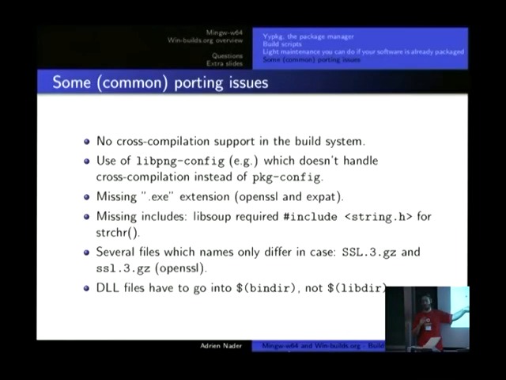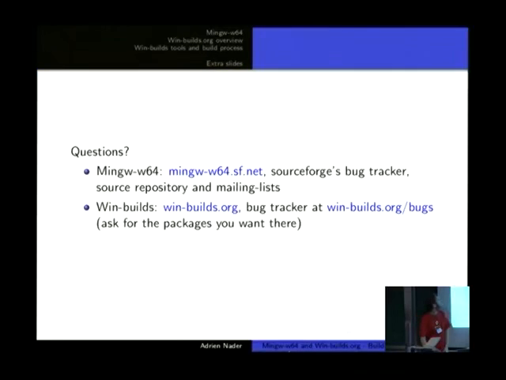OpenSSL does a lot of weird things, including having a symlink from SSL.sudo to the same one but uppercase. I don't think anyone calls that man page, but anyway. The last one, which many people do wrong, is that DLL files usually go to bin and not lib, so next to .exe files. Alright, so questions on the website if you want to look for things, or open a bug there.